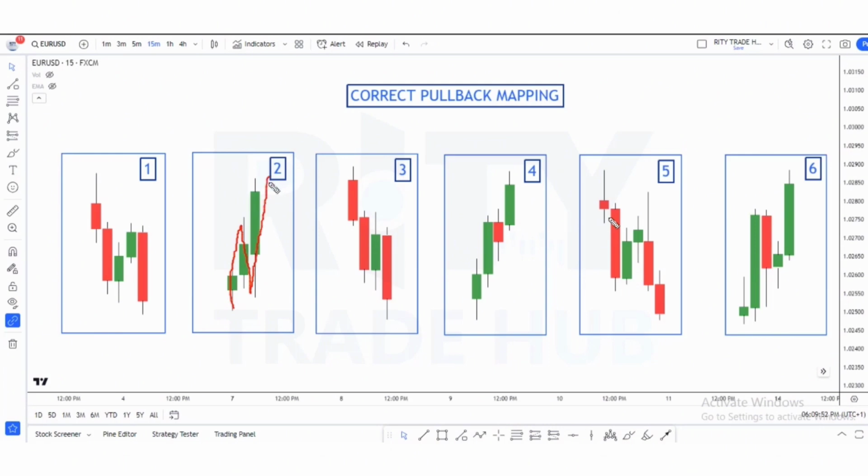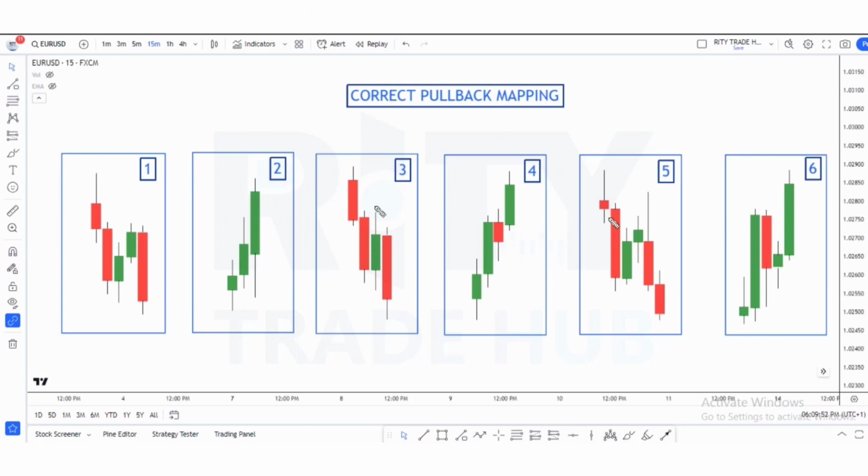So this is our valid pullback. Assuming this is on a 15-minute time frame, if you go to a lower time frame, let's say the 1-minute time frame, you are going to see it clearly that this is going to be a swing. Okay, you're going to have a higher high and higher low swing formation. So guys, this is also a valid pullback. All right, so this is how to mark out your pullback.